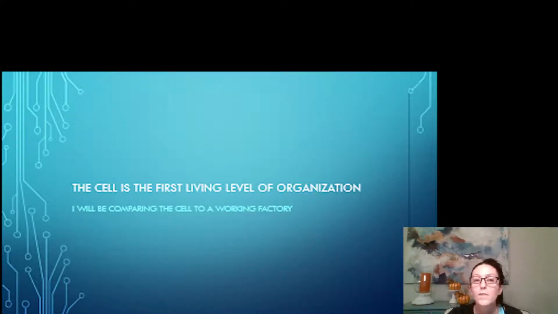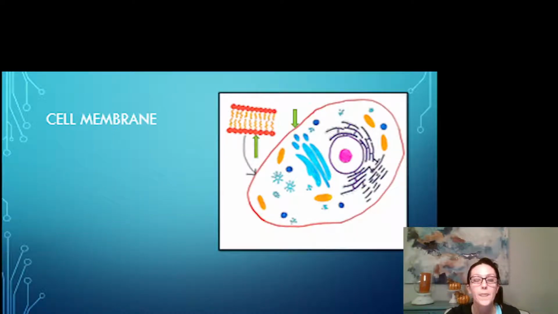So let's start off with the cell, the first living level of organization. First, we have the cell membrane, and you can see on the picture that I drew a bigger picture of the phospholipid bilayer. This lets things in and out of the cell. The cell membrane defines boundaries and protects the cell. It contains the part of the cell within the cell and keeps unwanted materials out of the cell. It's composed of the bilayer that I mentioned before and regulates materials in and out of the cell.